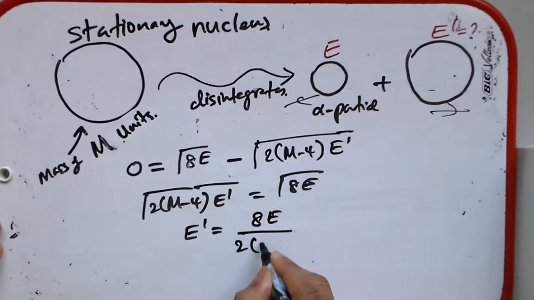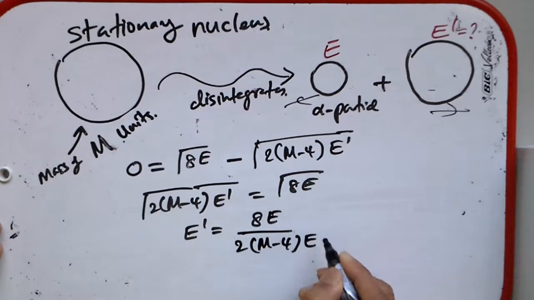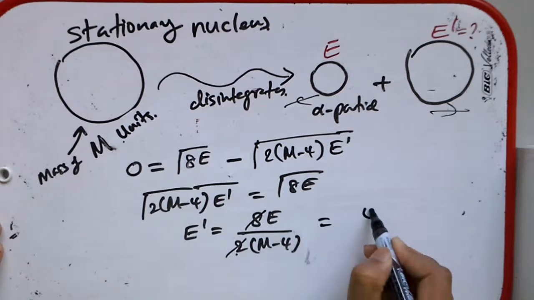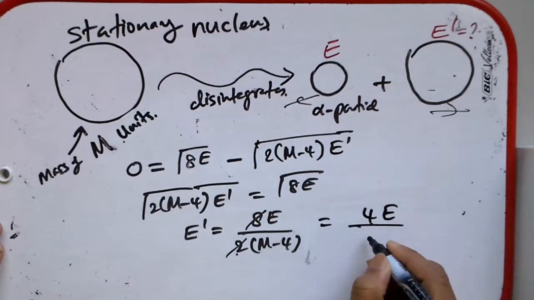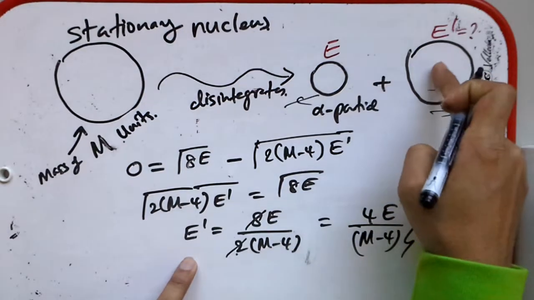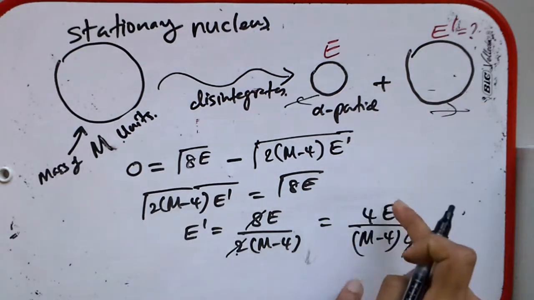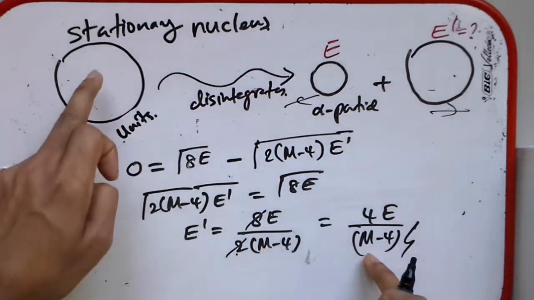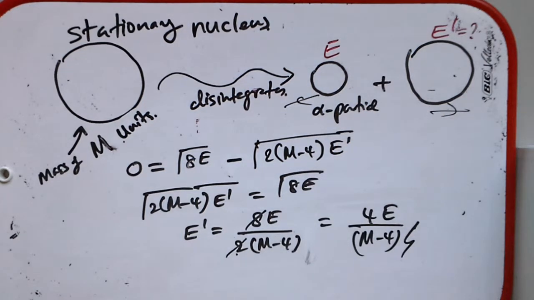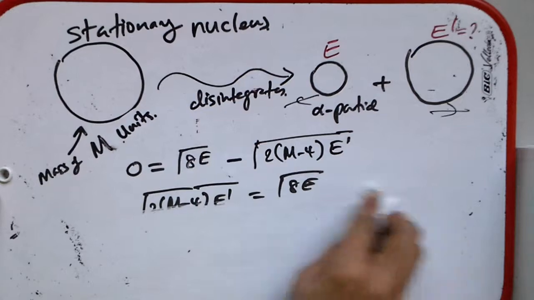by 2 times (M minus 4), sorry. You see I can cancel out the 2 and 8, so I'll get 4E by (M minus 4). So this is the kinetic energy of the residual nucleus, which we found in terms of big M, the mass of this one, and the kinetic energy of the alpha particle. I hope you got this idea, right? Okay, so we'll move to the next question.